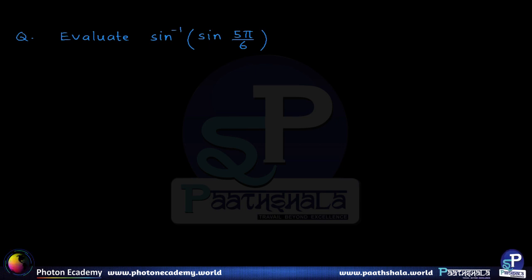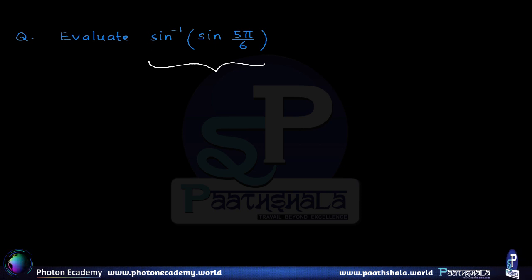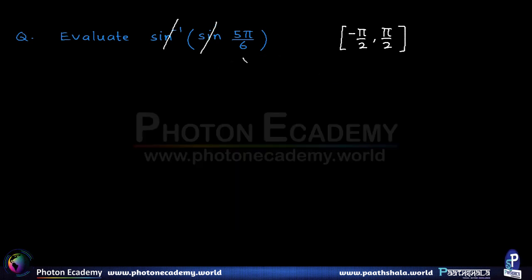Now here we have to evaluate sine inverse of sine of 5 pi by 6. Let us not make the mistake of hurriedly nullifying sine inverse and sine, because we have to make sure that the final answer must lie in the principal value branch of sine inverse, because that's the outermost function. Sine inverse x has the principal value branch as minus pi by 2 to pi by 2. So if we cancel out both, then 5 pi by 6 does not belong to this particular interval.